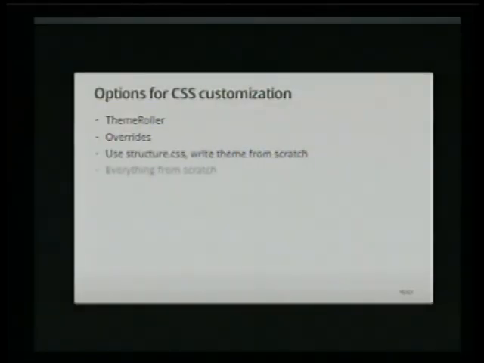Or you could just write everything from scratch. Don't use any of the theme that jQuery provides. Just use, for example, the date picker widget, just the JavaScript, and then theme it however you want. Then you don't have anything to override. It's usually the most work, but it also gives you the most control. Yeah, that's the everything from scratch.